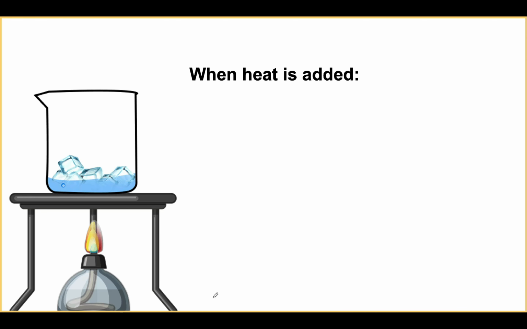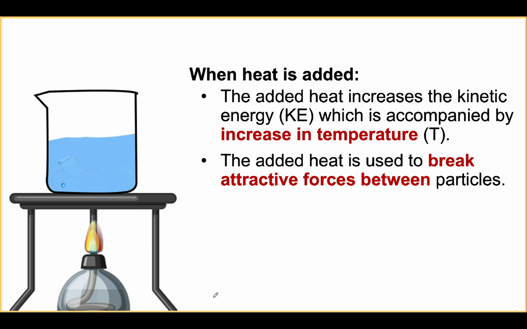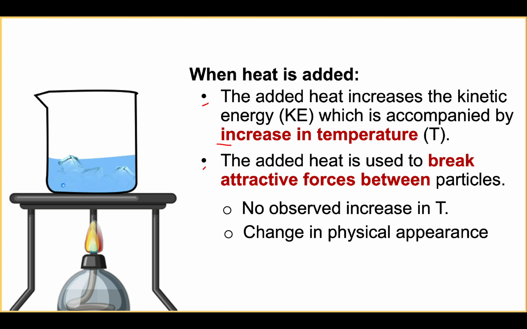First, the added heat increases the kinetic energy of the particles, so the particles move faster. That increase in kinetic energy is accompanied by an increase in temperature. Or, the added heat is used to break attractive forces between particles. In this case, there is no observed increase in temperature, and often there is a change in the physical appearance of the substance, so there is a phase change. In the first scenario, you don't have a phase change, just an increase in temperature, but here you have a phase change. Please remember this.